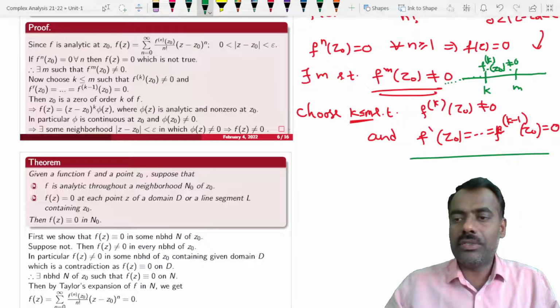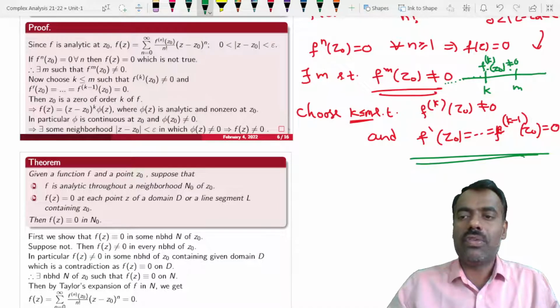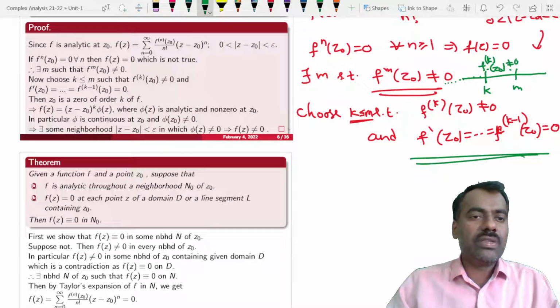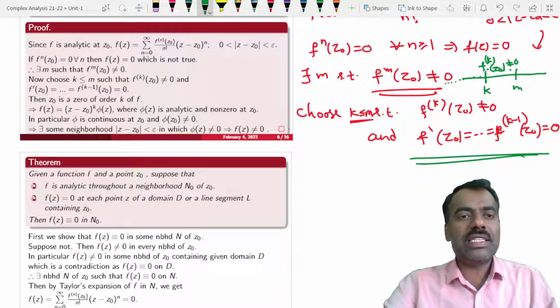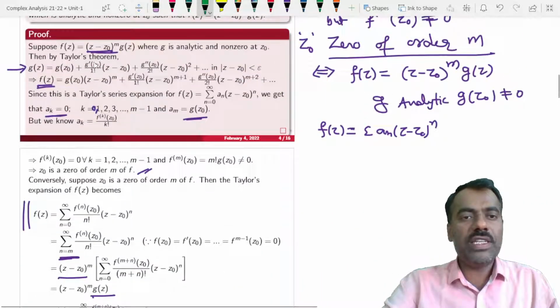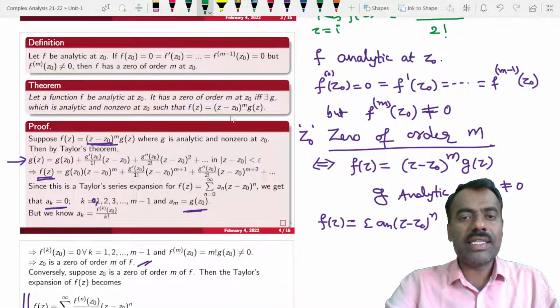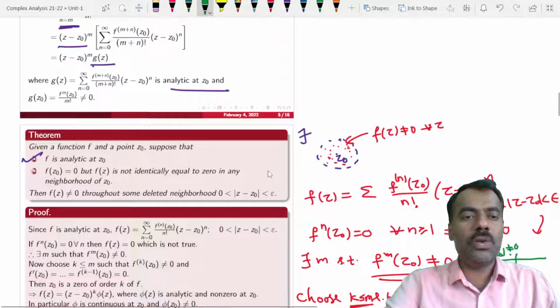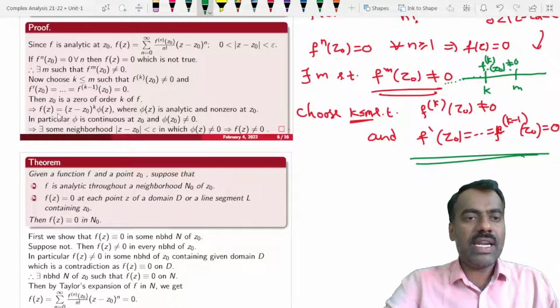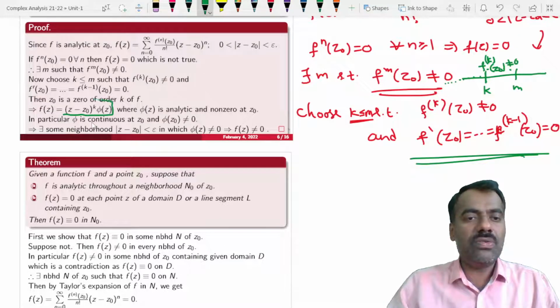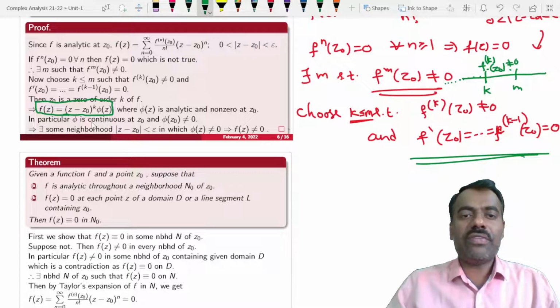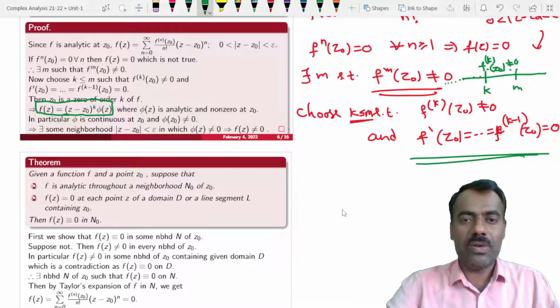So from here, what we can conclude from this itself shows that this z naught is a 0 of order k, right? So therefore this z naught is a 0 of order k. Then by the previous result, if it is a 0, we can take out that (z minus z naught) whole power k term outside. So f of z we can write as (z minus z naught) whole power k into phi of z, okay, where phi of z is analytic and non-zero at z naught. That means phi of z naught is not equal to 0.